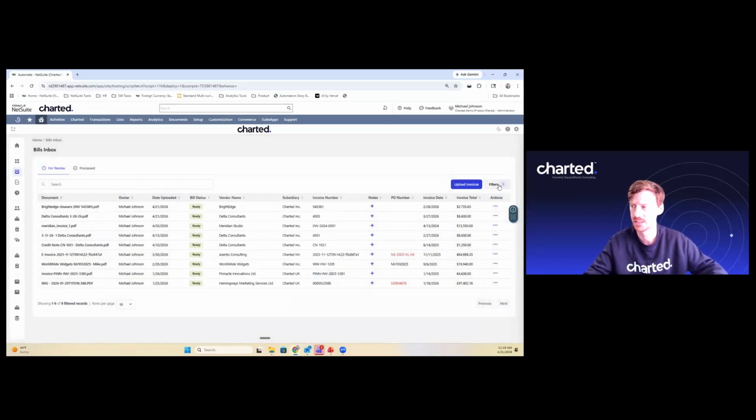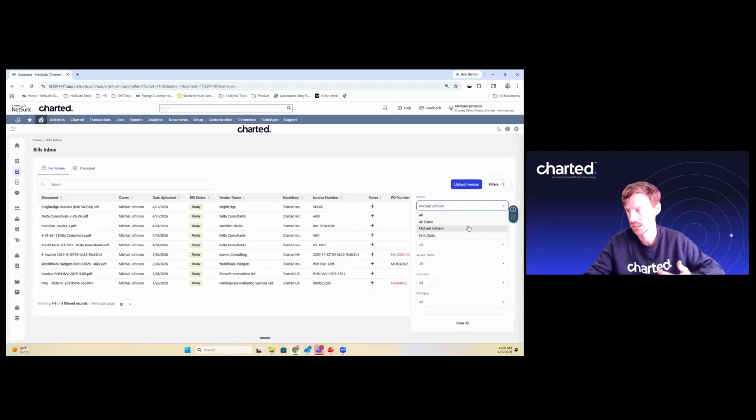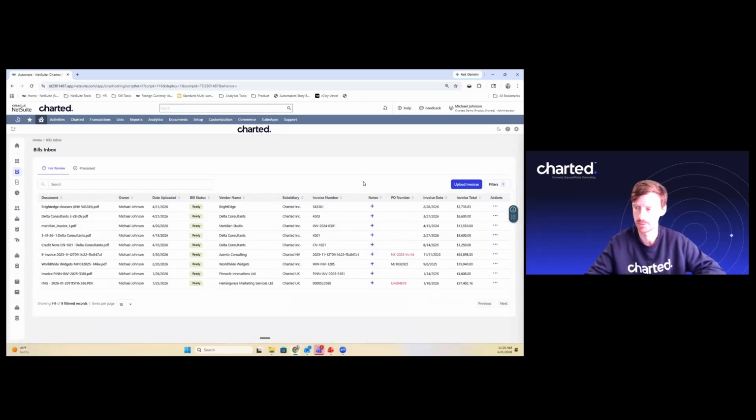This works really nicely in conjunction with some of our filtering that we have in the inbox, right? So I have things filtered down to just what I'm responsible for processing, but someone else can have filters set to what they're responsible for processing.